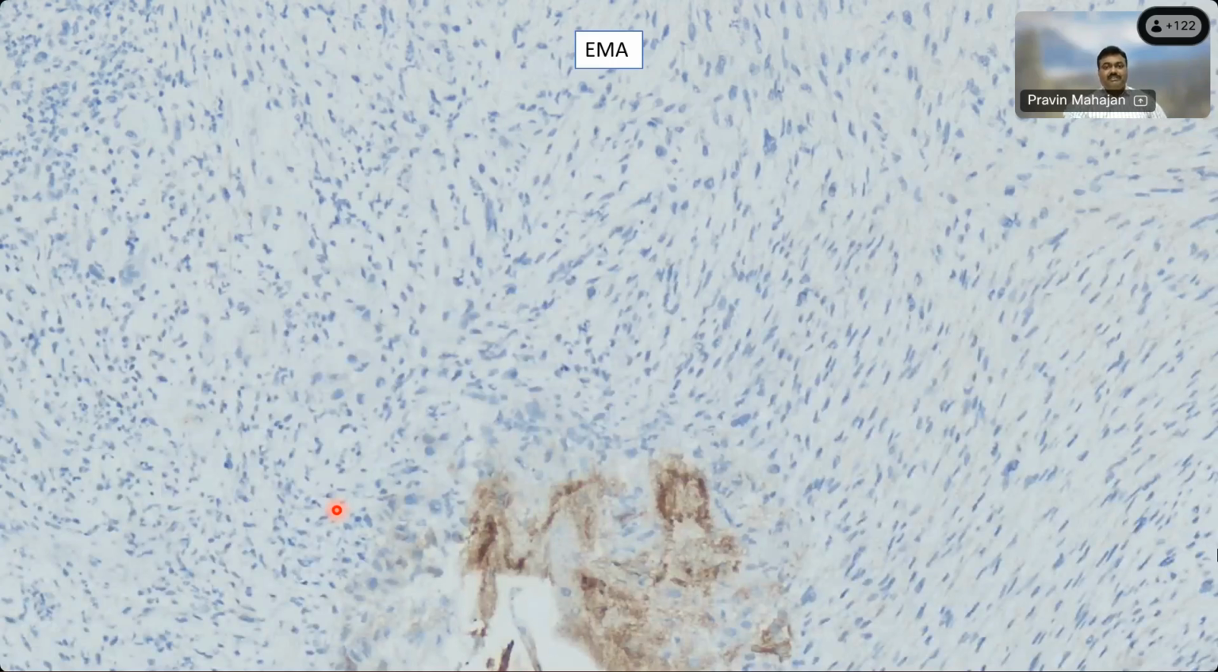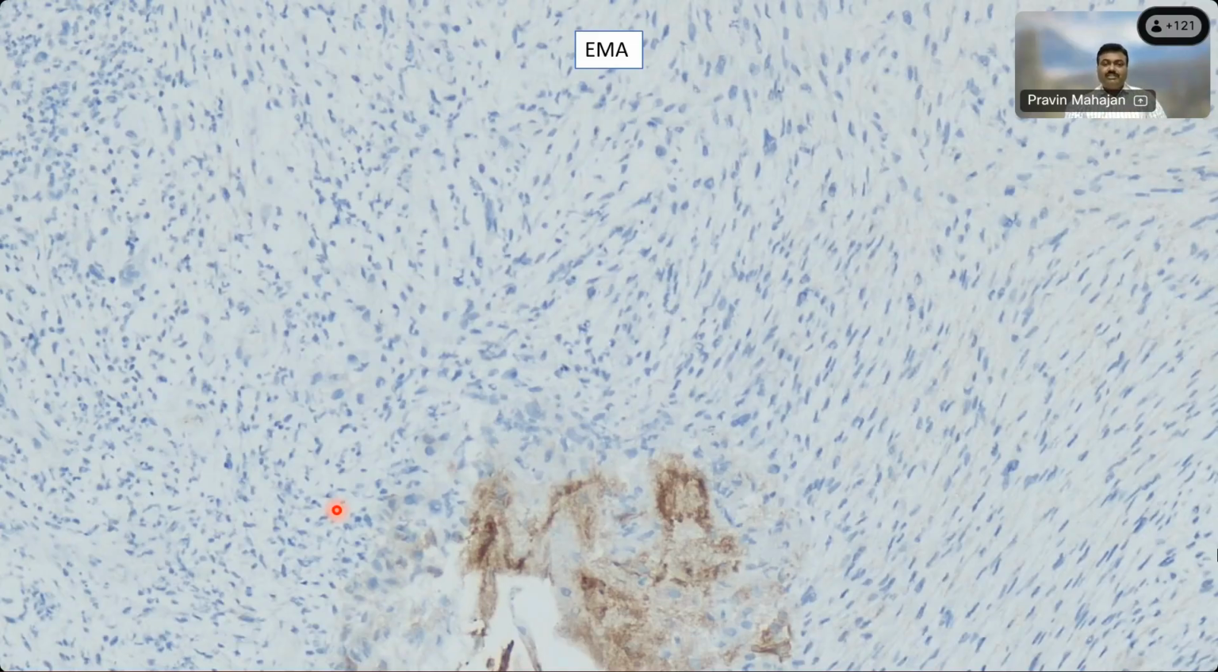Similarly, EMA, which is epithelial membrane antigen, is another marker which we use to say whether something has an epithelial differentiation, which was also done and it is negative. It can happen that EMA is negative, and EMA is a marker which does not come only in epithelial cells, but also in many other tumors. So you should know. But whenever we want to prove something is of epithelial origin, we always do a combination of CK and EMA.